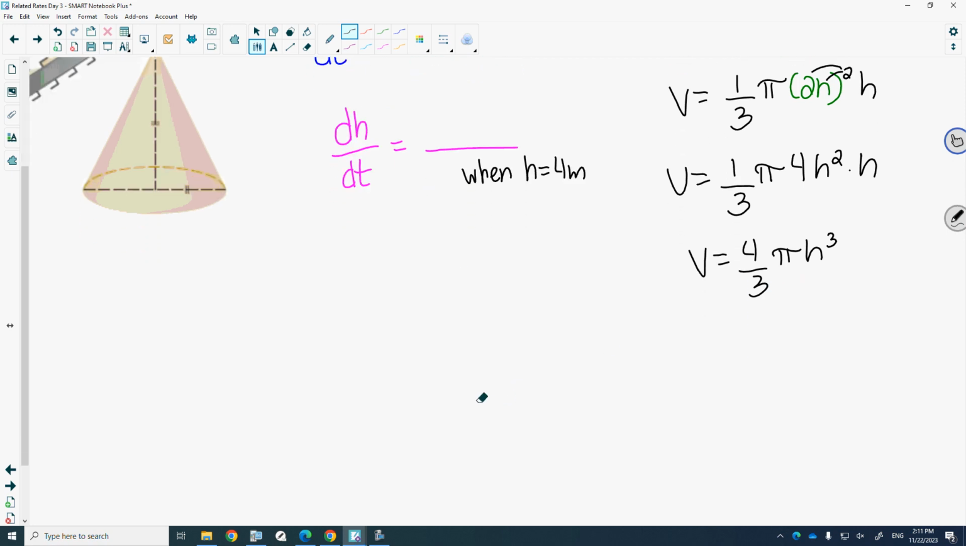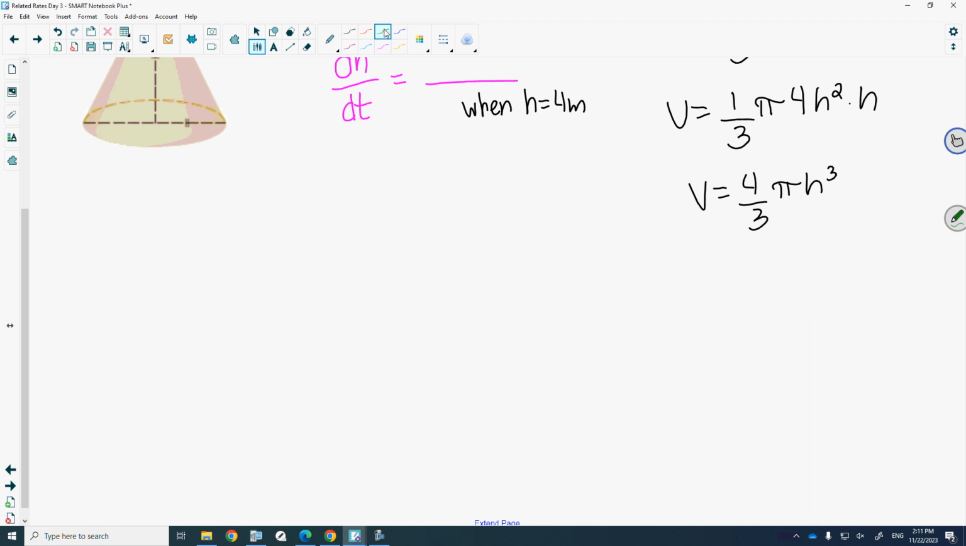And I'm going to implicitly derive both sides with respect to time. So dV/dt, the rate at which the volume is changing with respect to time. If I take 4/3 and multiply it by 3, Maya, what are you getting the derivative of this to be? You do the power rule. So 3, yeah. So you get 4 pi, and then what would be the h? h squared. And then we just took the derivative of h, so dh/dt.